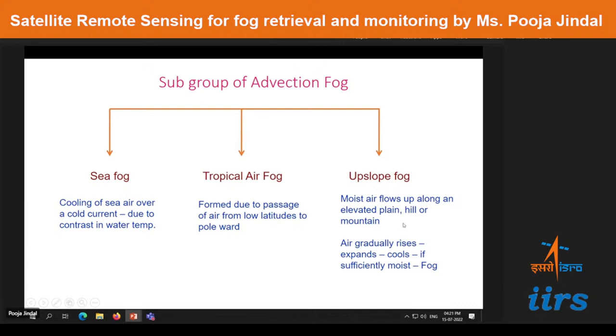So what happens is when the air rises, it will expand. Expansion leads to cooling, and if the cooling is sufficient and there is sufficient moisture, which leads to the saturation of the air, then fog formation will take place. Such kind of fog is called upslope fog. So these are the three varieties of the advection fog. In all these three types of fog, there is the movement of warm moist air over a cold surface. Although this movement is in different areas, there is a movement over a cold surface.